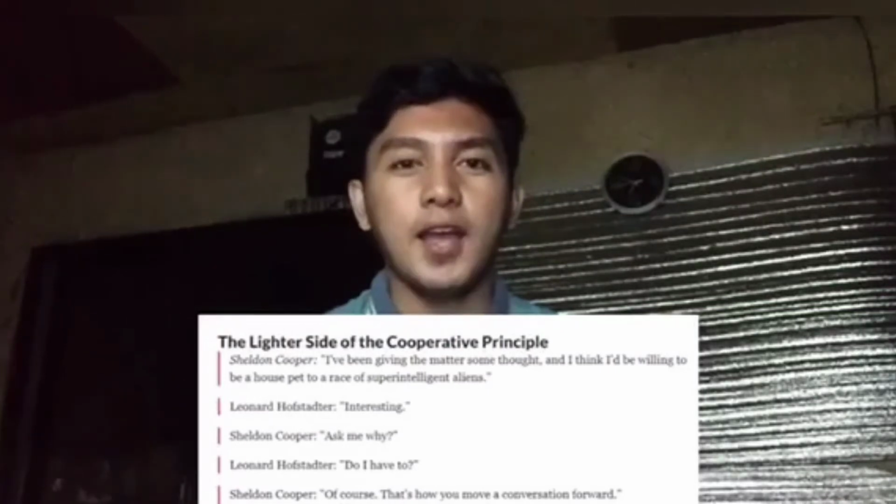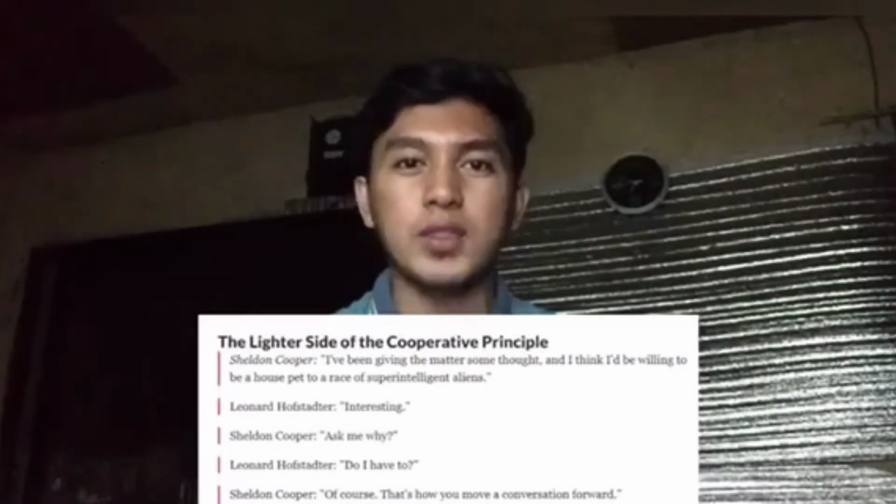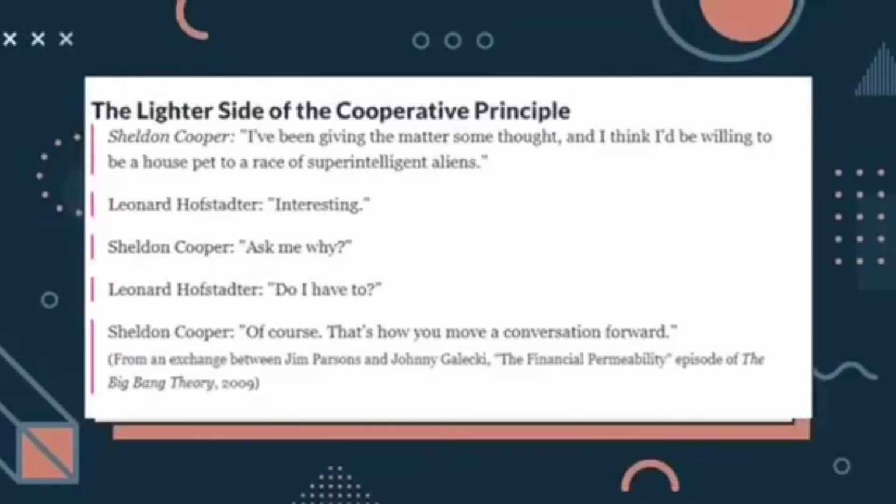I am Regin Libertino Soyosa, and this time I am going to elucidate to you the lighter side of the cooperative principle. Now, as you can see, there is this so-called conversation here, and allow me to read this to you. This conversation started with Sheldon saying, "I've been giving the matter some thought, and I think I'd be willing to be a house pet to a race of super intelligent aliens."